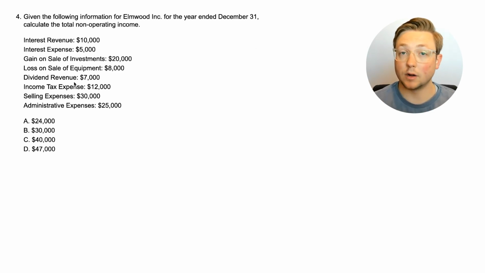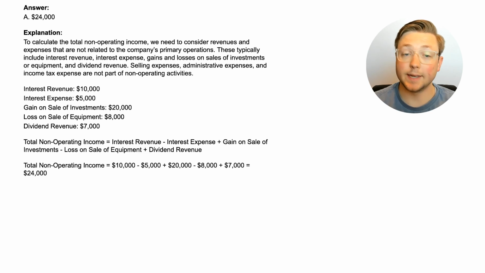So which of these is a non-operating item? Again, we just talked about the operating stuff, so hopefully you can kind of pick out the things that were in the operating section. So what is now in the non-operating section? Let's go ahead and have you pause the video, see if you can get the calculation correct yourself, and when you're ready, come back, we'll look at it together. All right, and the answer is A, $24,000.